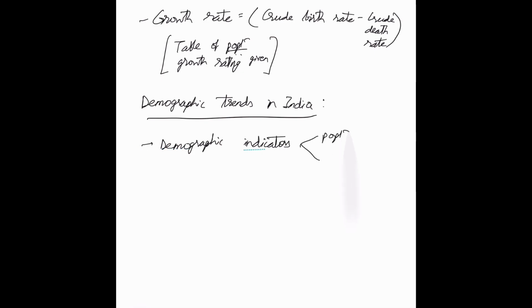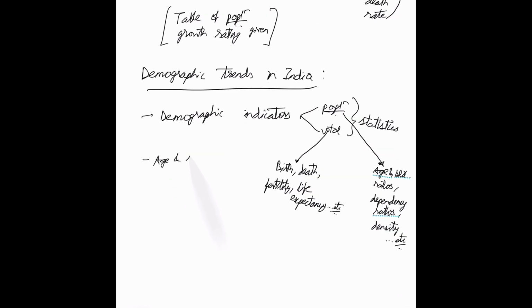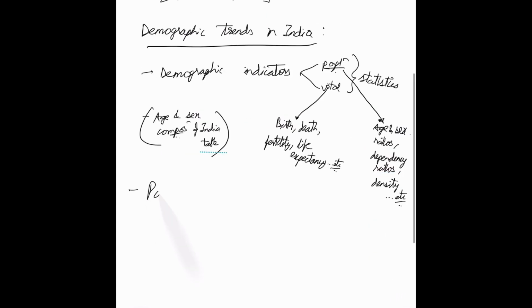It's not essential. Coming to the demographic trends in India, we learn about the various demographic indicators, which are broadly divided into population statistics and vital statistics. Population statistics refer to age and sex ratios, dependency ratios, population density, etc. Vital statistics deal with vital events like birth, death, fertility, and life expectancy, etc.